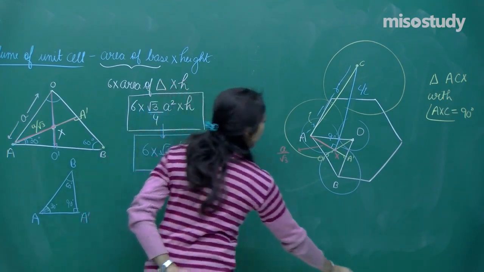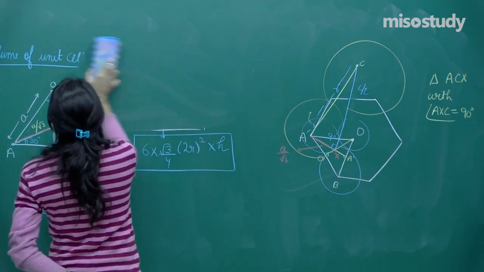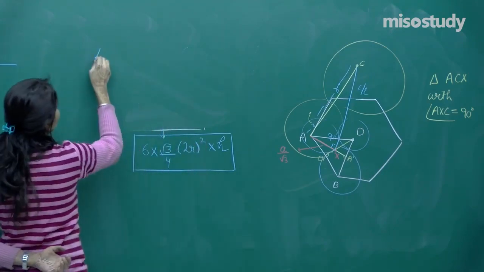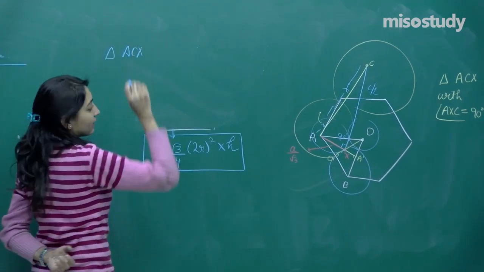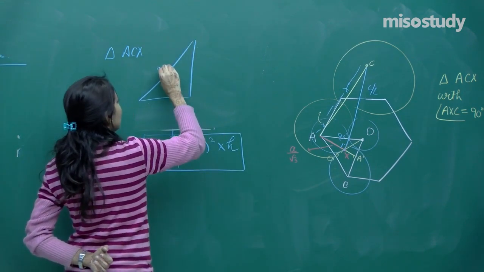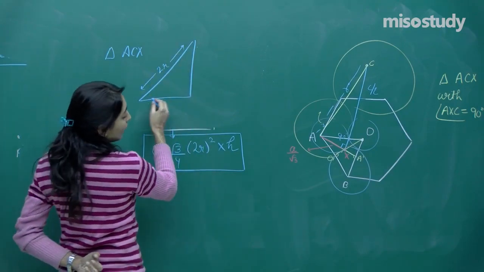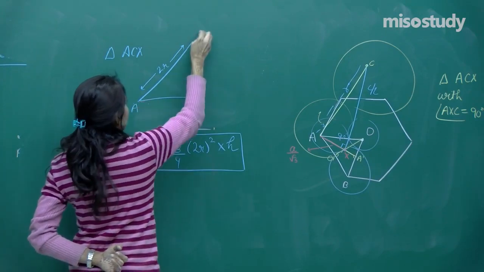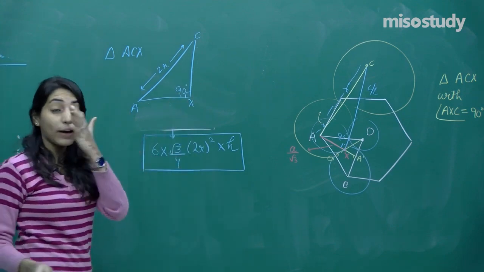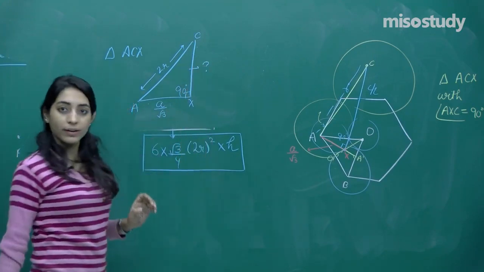Now guys, consider the triangle ACX. Let me remove everything. Finally, I am asking you to consider the triangle ACX. So when you consider the triangle ACX, it is something like this. This is equal to 2R again, this is 90 degree, and this value is given to us as A by root 3, and this we need to find out, right?